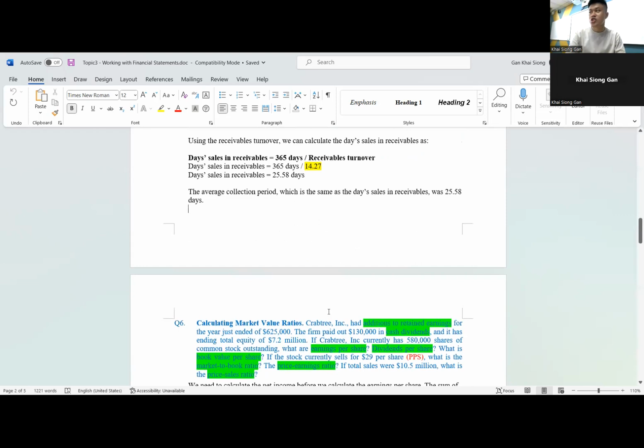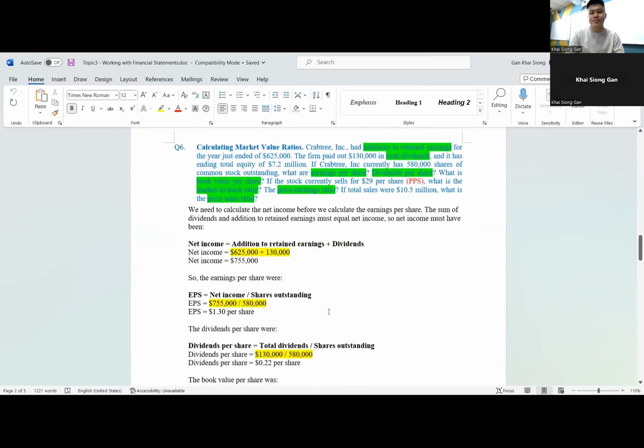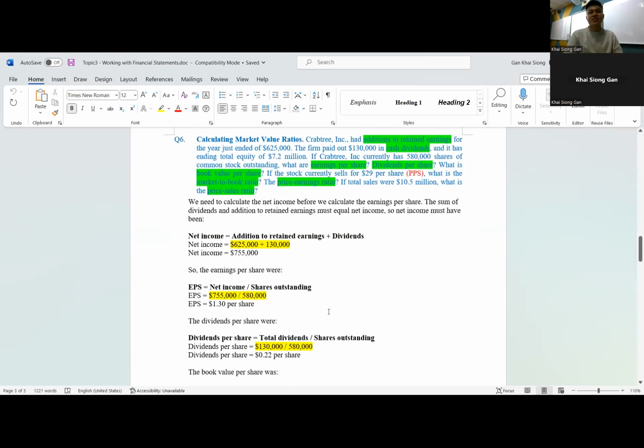Okay, moving on. Continue. The next question is very long already. The next one is calculate market value ratio. Now, a lot of information here.